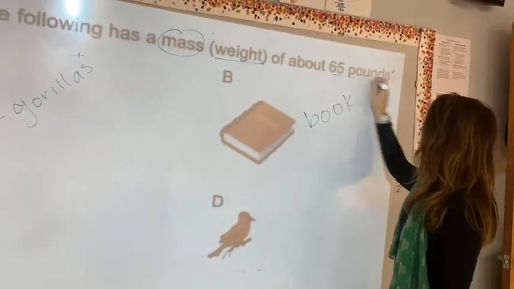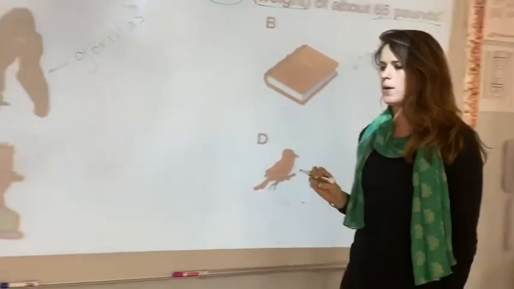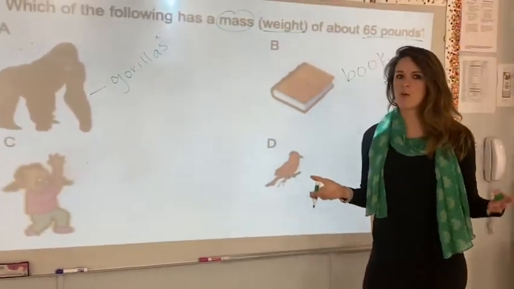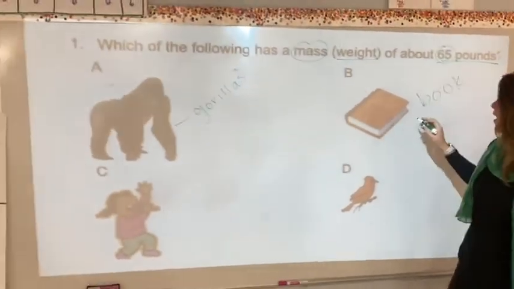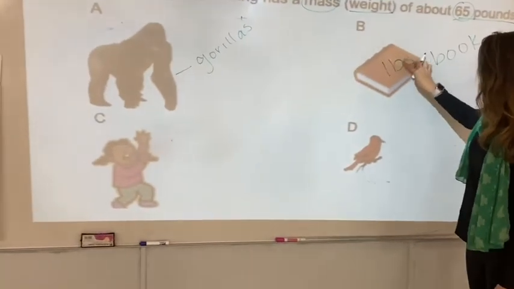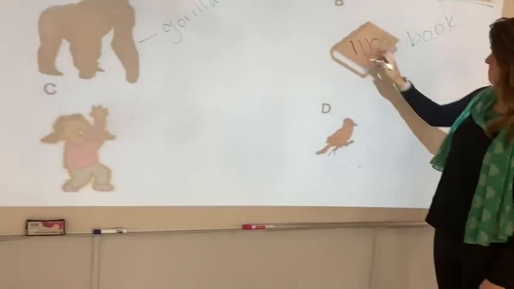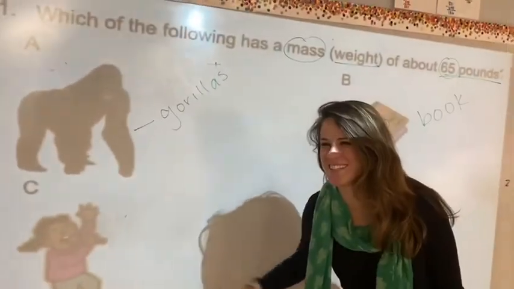Ooh, 65 pounds. All right, I'm thinking about these. That's a big book if we're thinking about things that weigh a few pounds. I think a book is about 1 pound. I would agree too. 1 pound. Okay. C. What is in C?